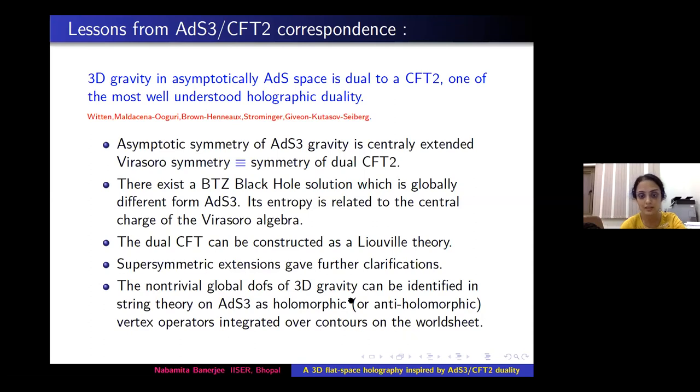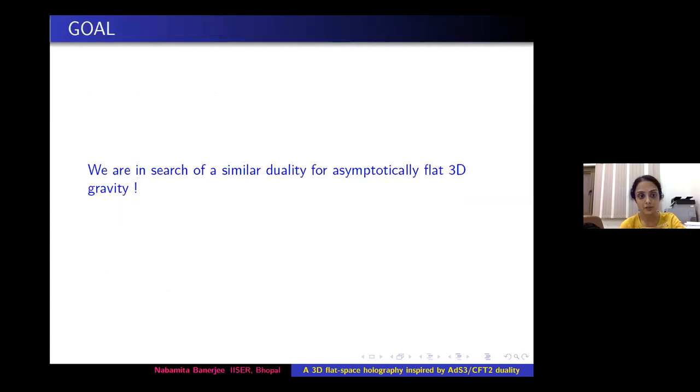So this work is by Giveon, Kutasov. So this is a precise way of understanding the duality. Okay, so these are the lessons that we already have. Now our goal is the following. We are in search of a similar duality for asymptotically flat 3D gravity.